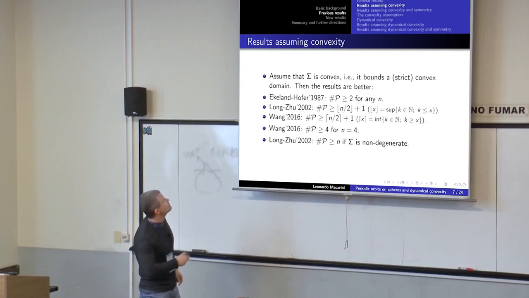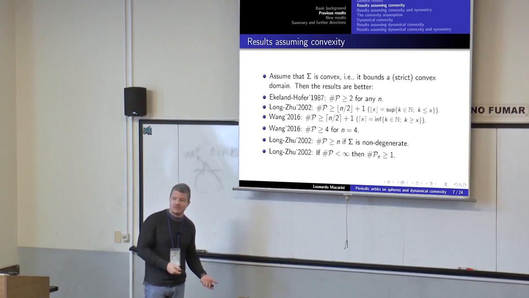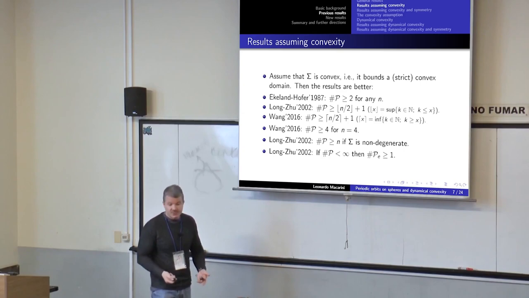And what about elliptic orbits? They prove that if you have finitely many periodic orbits, then you have at least one elliptic orbit. In other words, if you don't have elliptic orbits, then you must have infinitely many orbits. It's not a good result, but that's what they proved.